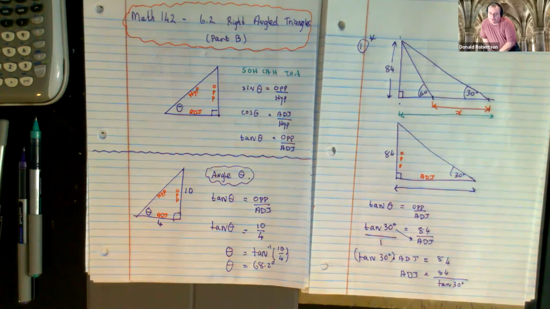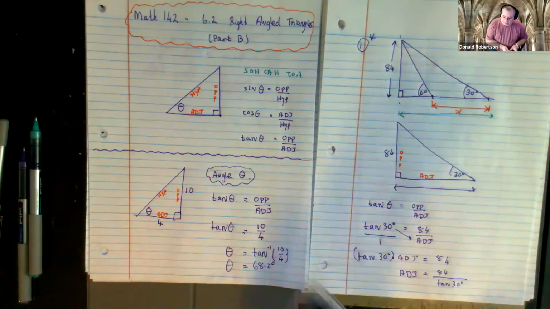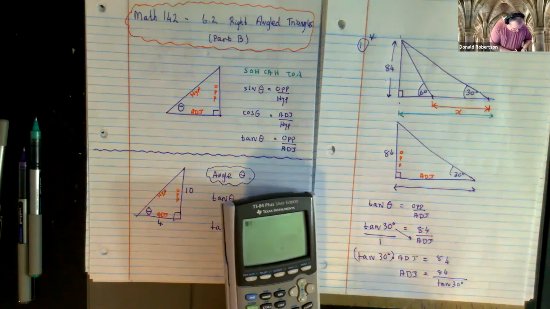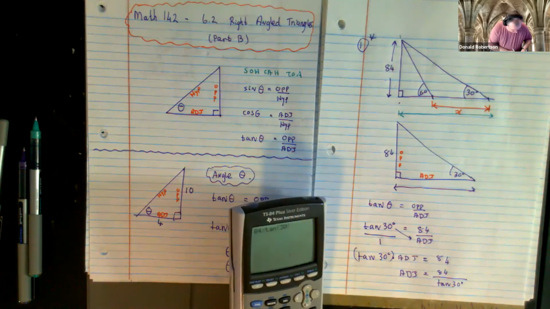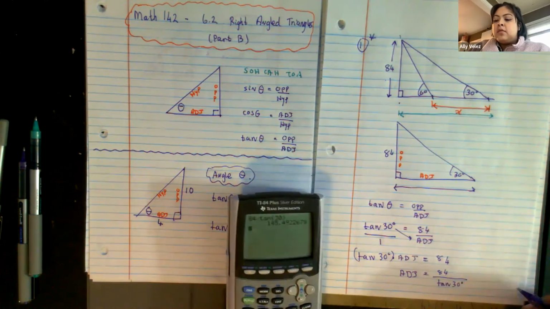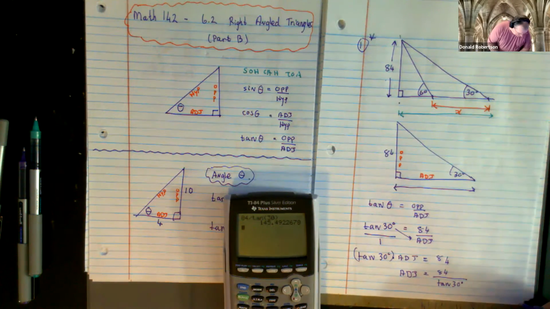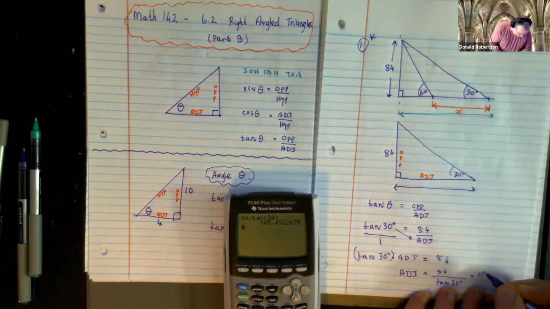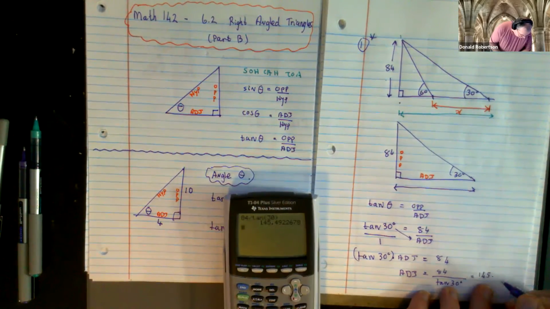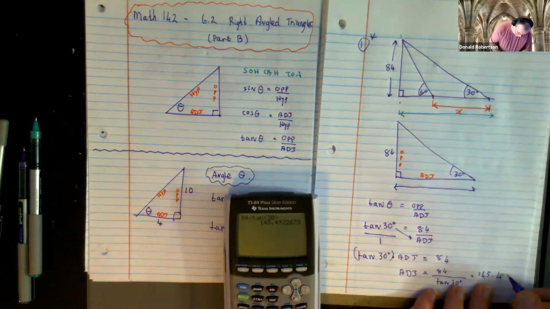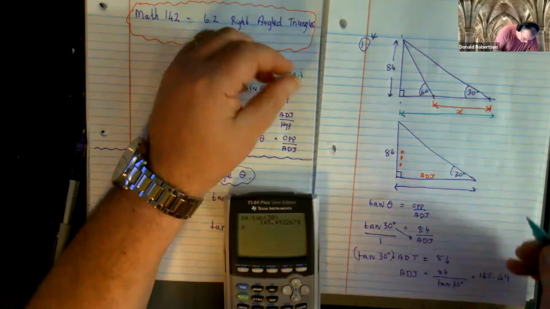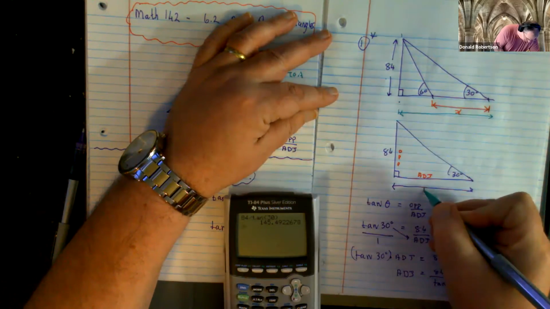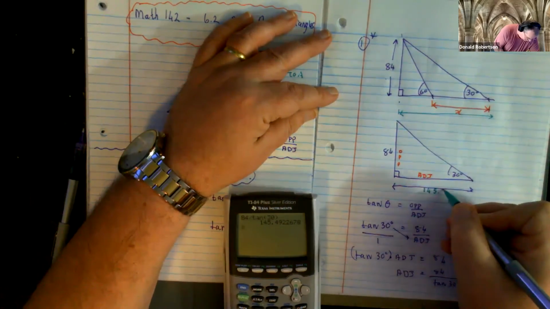Are we good with that so far? Right. Now, once you get to there, then you go 84 divided by the tangent of 30. And the answer I get, how much accuracy do I want? To 1 decimal place. So I'm going to do this to 2 just to be extra safe. So I now know that the green distance, this distance here, is 145.49.